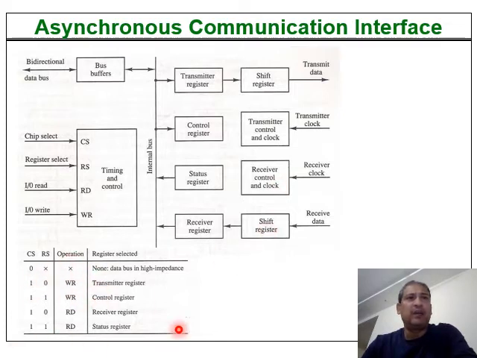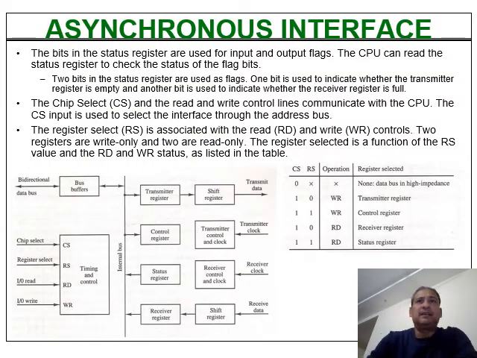Now this table over here is telling me how the registers are selected, right? Let's go into details. Now this asynchronous interface, the bits in the status register, this status register that you see over here.